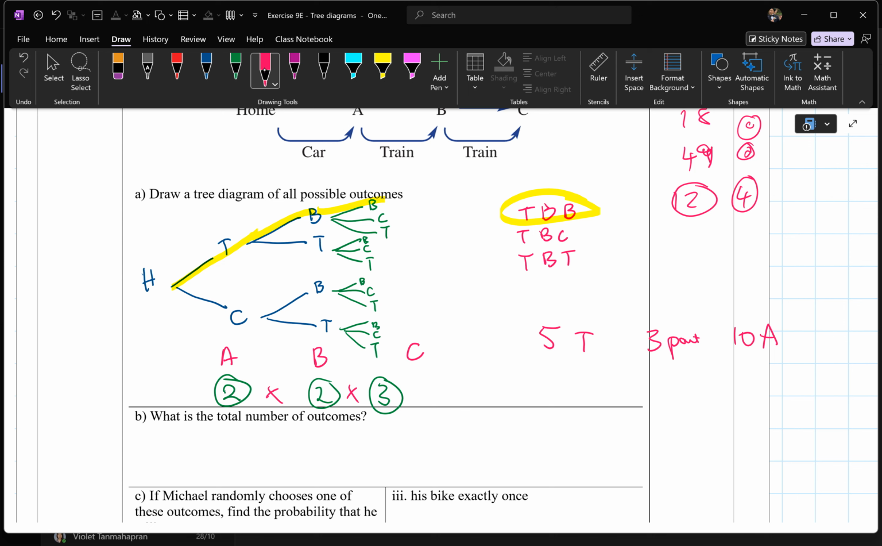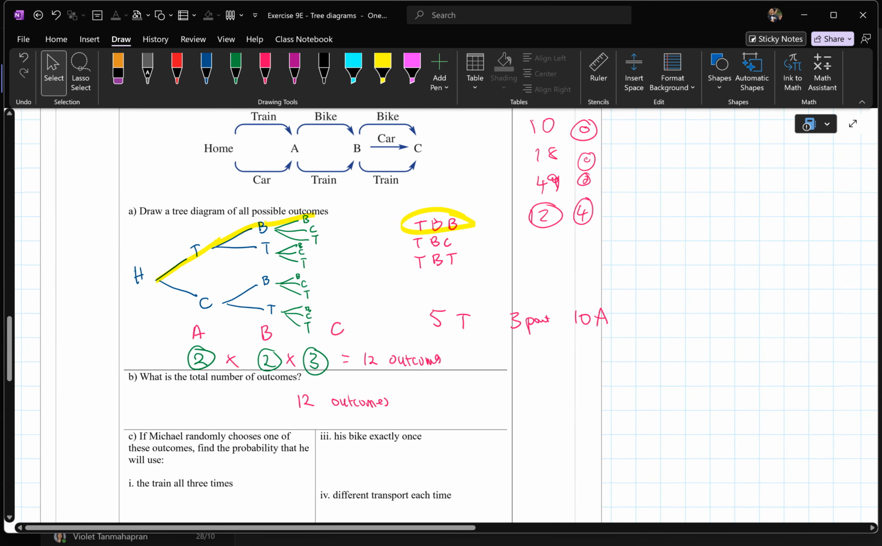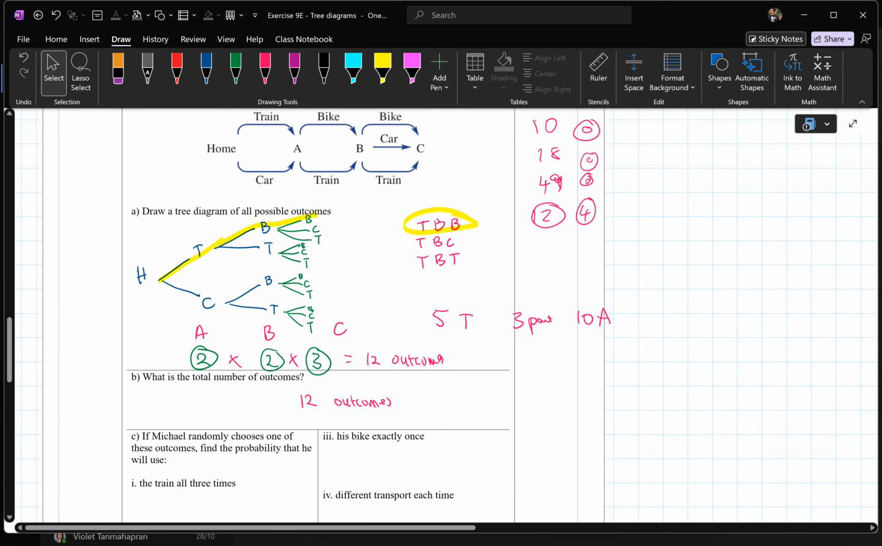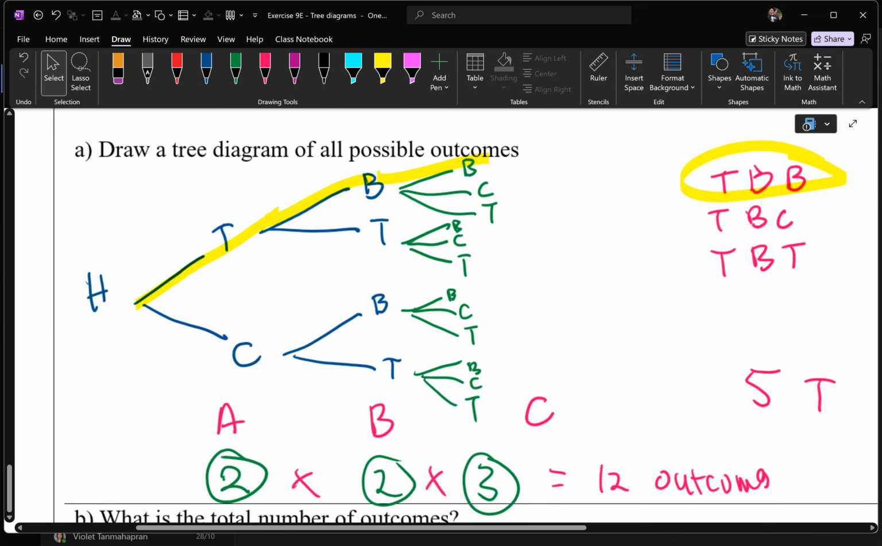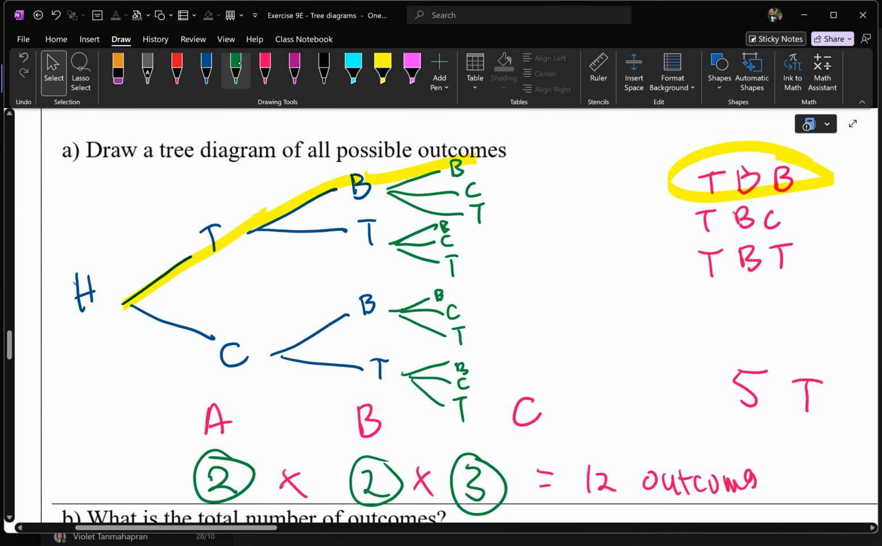So that's how I knew, looking at this example, there's a total of 12 outcomes. So write that down, it's 12 outcomes. And once you've got the 12 outcomes, from here, now you can answer the questions. I want you to fill this in as part of your notes. Here we go. Before you fill it out, let's answer this part.